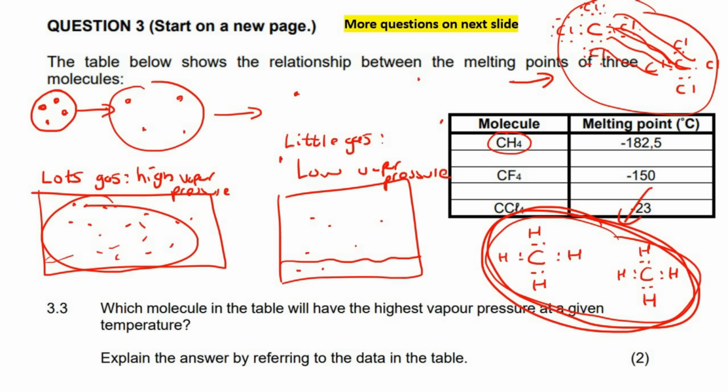Okay? So it says here, which molecule on the table will have the highest vapor pressure? We will definitely say CH4. And that is just because it has the lowest melting point. Because they said explain by referring to the data in the table. So we can just say it has the lowest melting point.